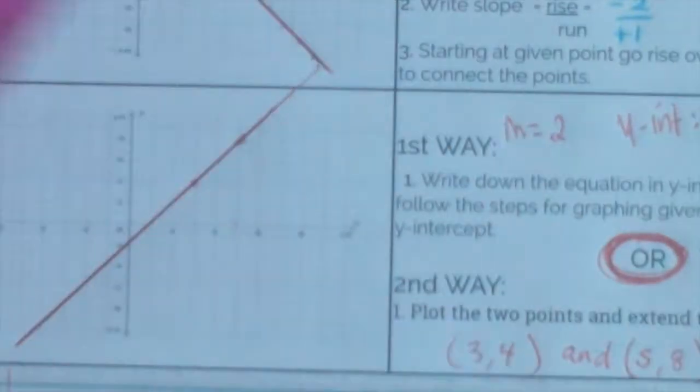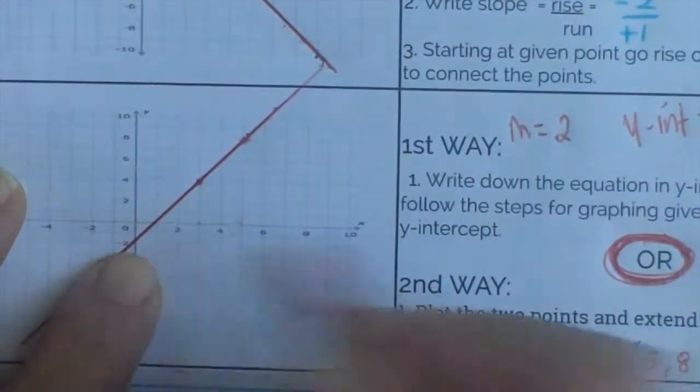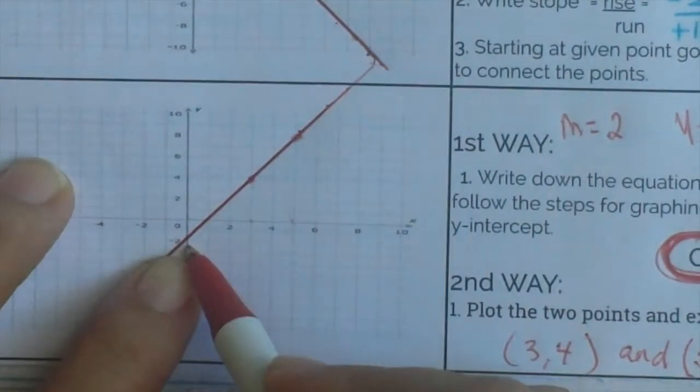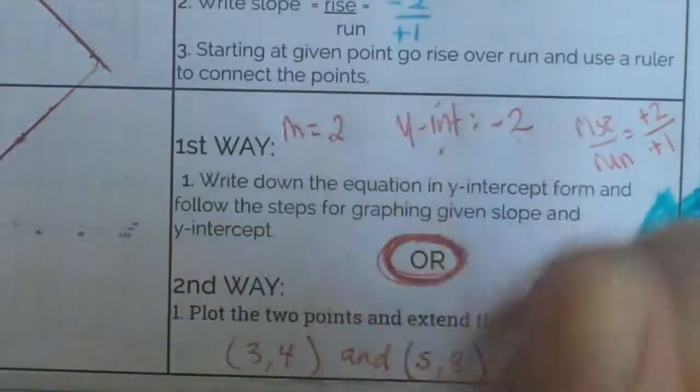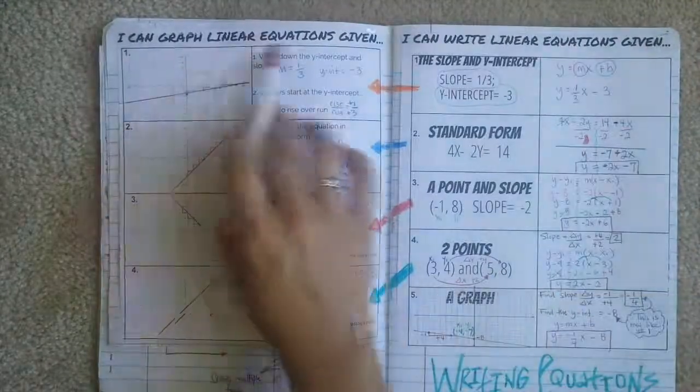Now we can actually check this line using y equals mx plus b, because remember I said the y-intercept was going to be -2. Look at that, the y-intercept is -2. That's great. And if I wanted to, I could check that the slope would be +2 over 1.